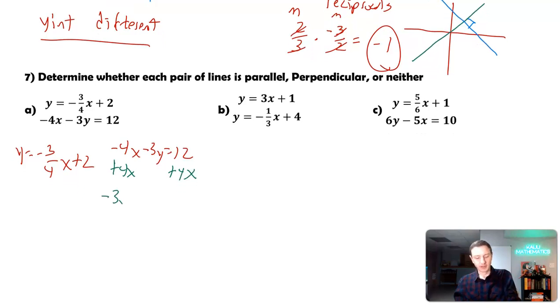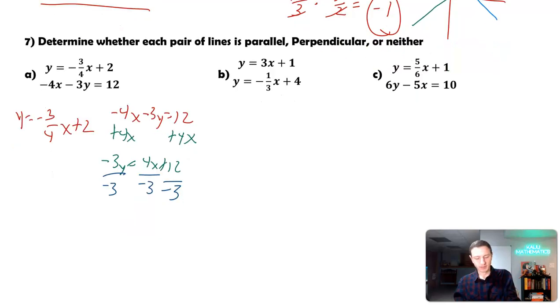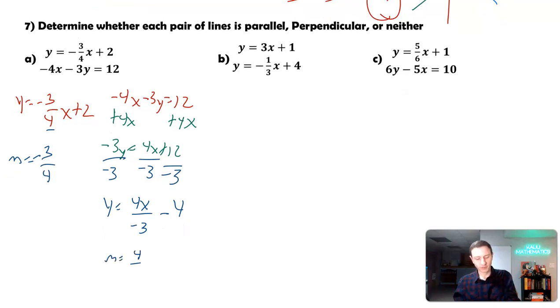And that's going to leave me with -3y equals 4x plus 12. I'm going to divide by -3. So I get y equals 4x over -3, or -4x over 3, doesn't matter, minus 4. So let's compare. Let's look at the slopes. So I have the slope of -3/4 and the slope of 4 over -3.